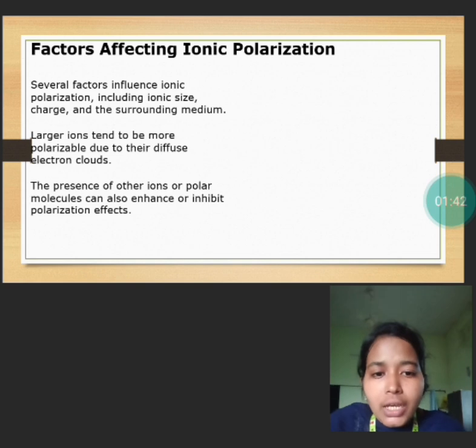Factors affecting ionic polarization. Several factors influence ionic polarization, including ionic size, charge, and surrounding medium. Larger ions tend to be more polarizable due to their diffuse electron clouds. The presence of other ions or polar molecules can enhance or inhibit polarization effects.